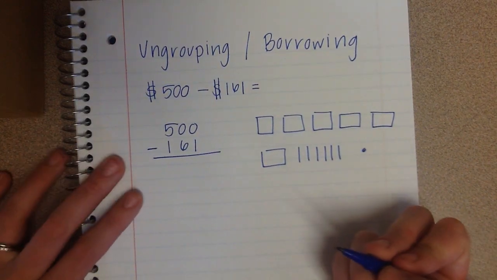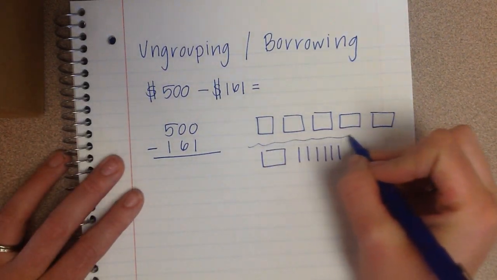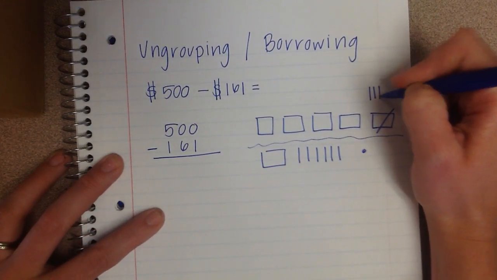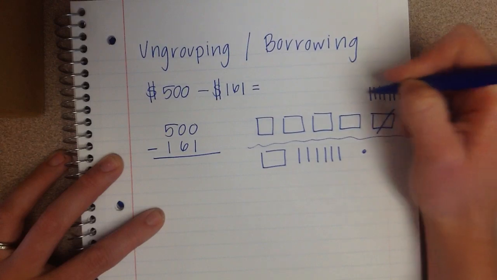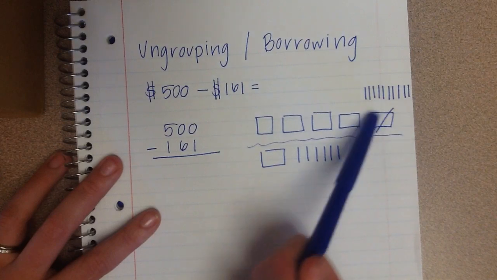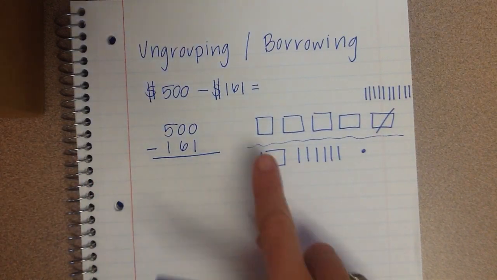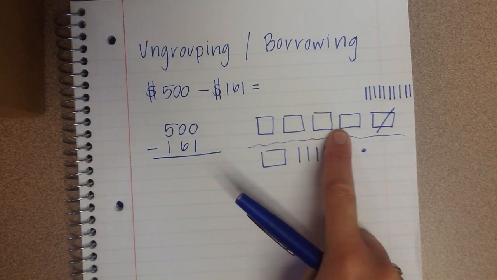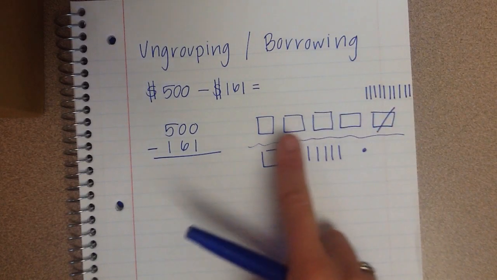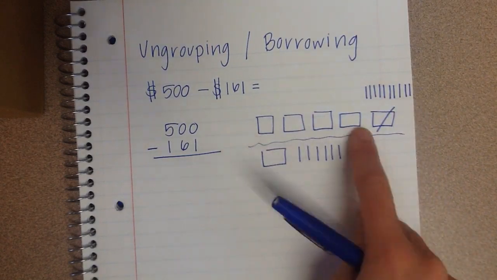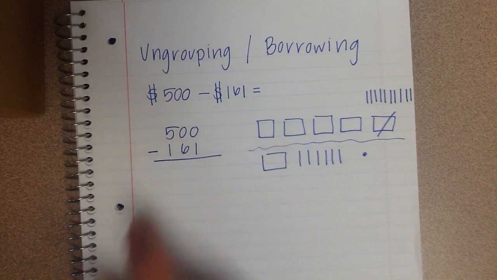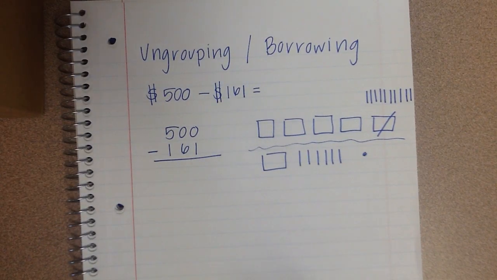So I'm going to draw a little squiggly line. I'm going to break one of the hundreds into 10 tens. 1, 2, 3, 4, 5, 6, 7, 8, 9, 10. I'm breaking 100 up into 10s. So now I have 4 $100 bills and 10 $10 bills. If we do that math, 10 $10 bills plus 4 hundreds still equals 500. So we're not changing this value at all. We're just changing how we represent it.